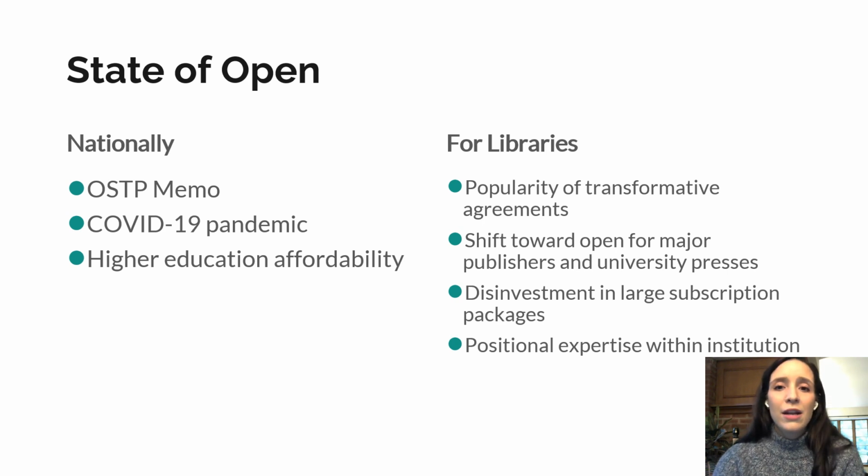And it's also a unique opportunity for us, the shift to open, because we have positional expertise within our institution. We've seen a lot of universities interested in open scholarship, open access, affordability, and we as librarians and library staff can be the experts within the institution to help facilitate that shift.